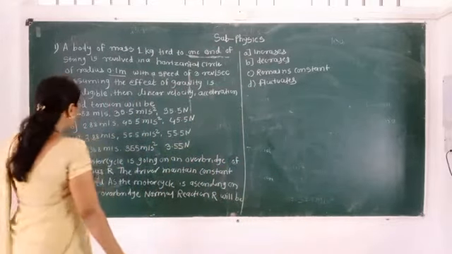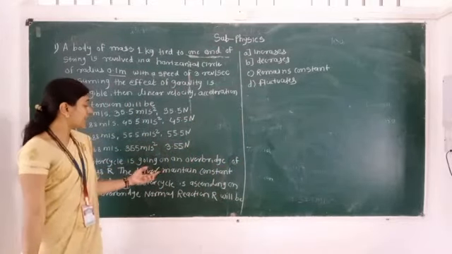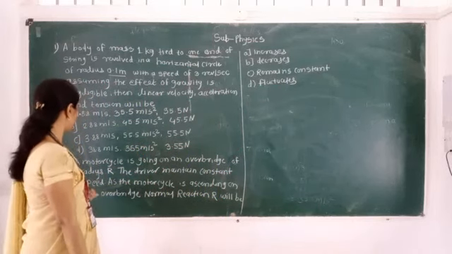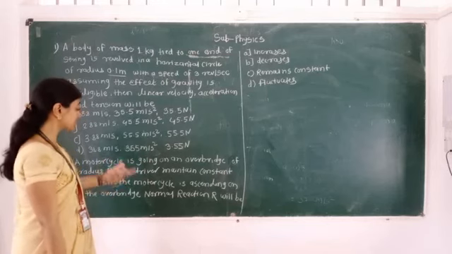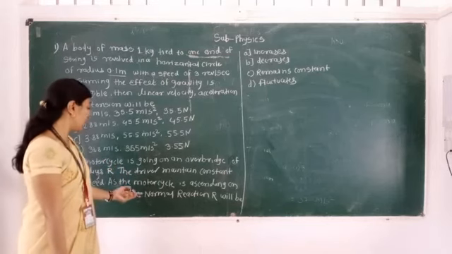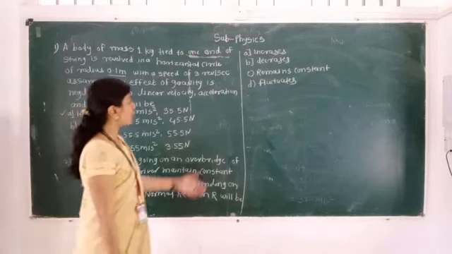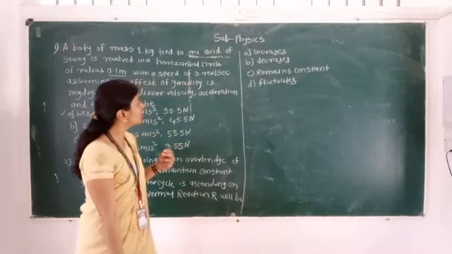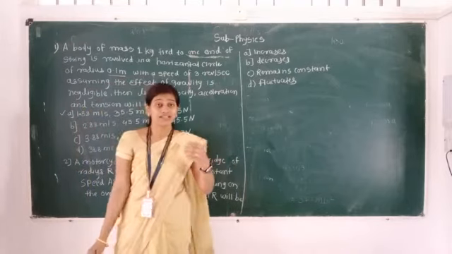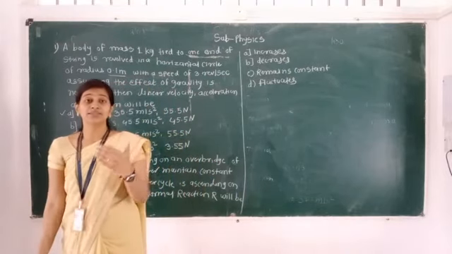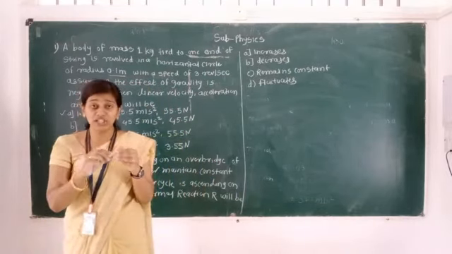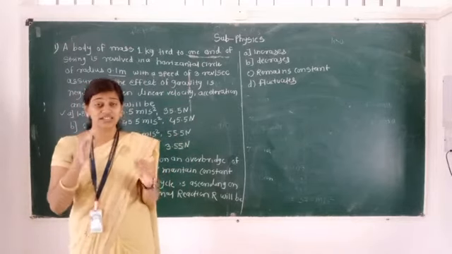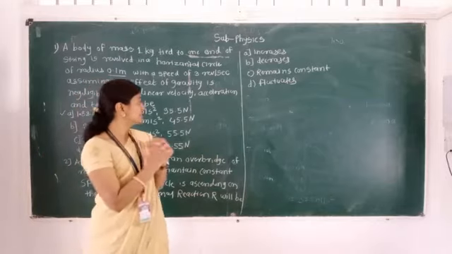See here, a motorcycle is going on an overbridge of radius r. The driver maintains constant speed as the motorcycle is ascending on the overbridge. Normal reaction will be: the options are increases, decreases, remains constant, and lastly fluctuates. Fluctuates means sometimes it is going to increase and sometimes decrease. It is not continuously increasing, not continuously decreasing, not remaining constant.